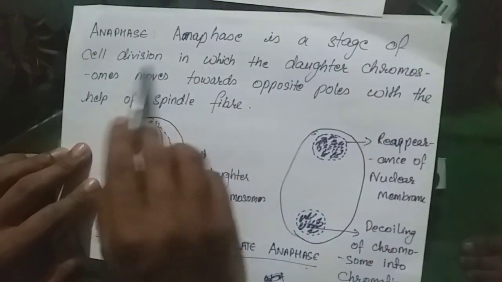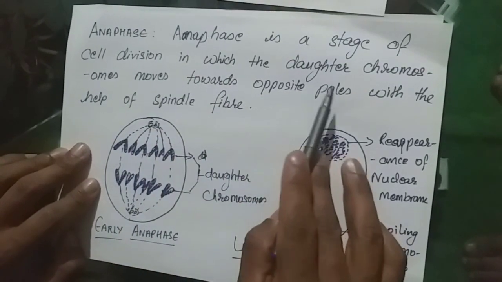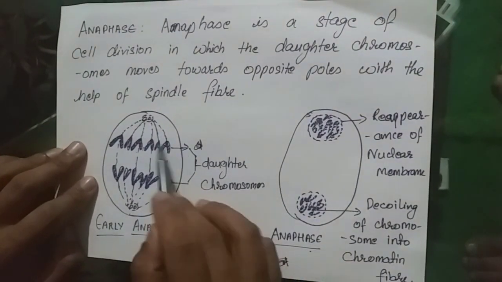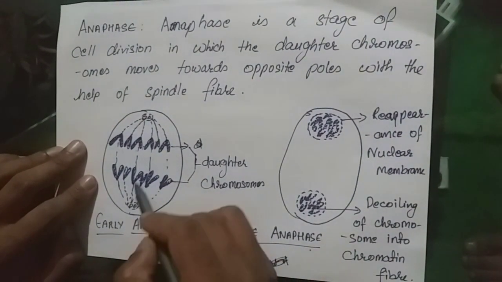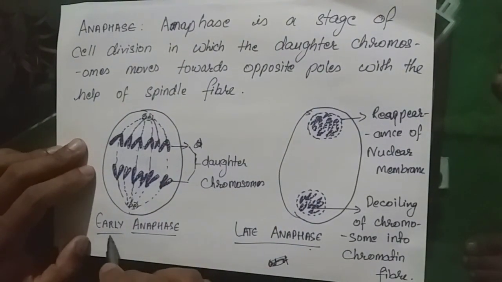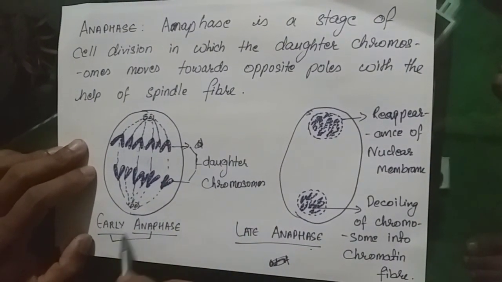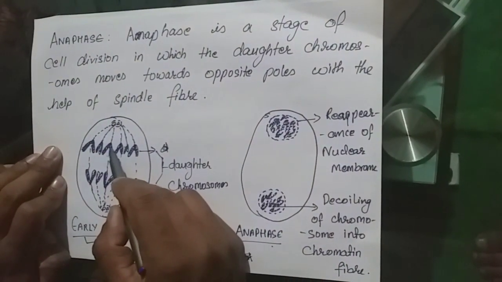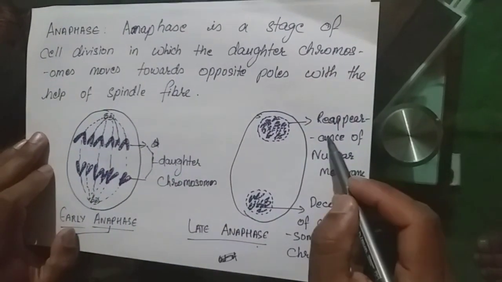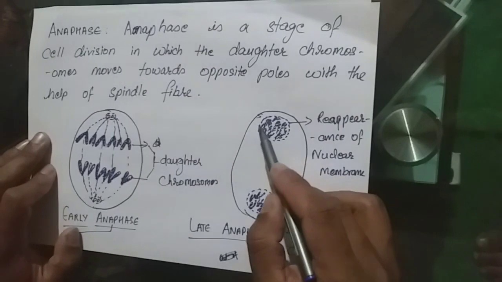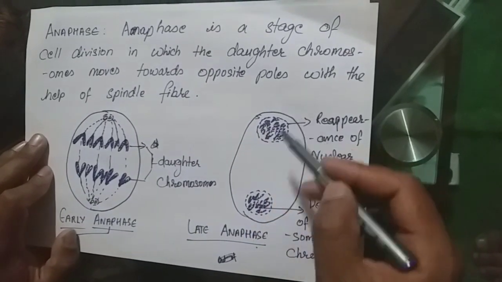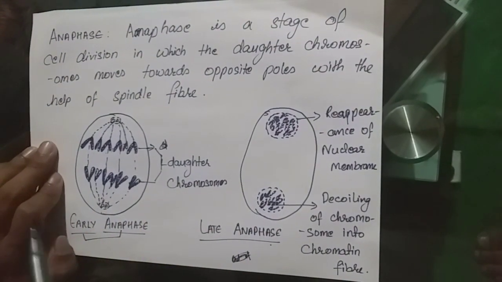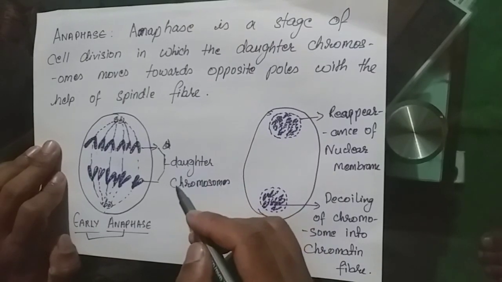Hence, anaphase is a stage of cell division in which daughter chromosomes move towards opposite poles with the help of spindle fiber. You can see the spindle fiber attached to it. So these are daughter chromosomes, moving towards opposite poles. Anaphase also occurs in two phases, that is early anaphase and late anaphase. In early anaphase, the daughter chromosomes start moving towards the poles, and in late anaphase they have already reached the poles and start to decoil. In prophase it coils up to form an X-like structure.